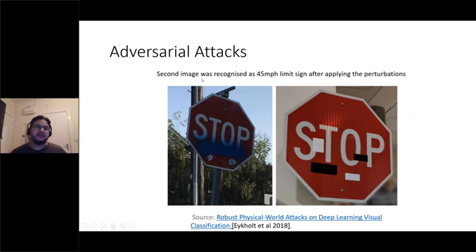Another adversarial attack. Say this stop image was recognized fine. Then we added only some stickers to it, and it was recognized as a 45 mile per hour limit. There is no 45 here. It's because images with stickers never occur in training. It's completely alien to the model.